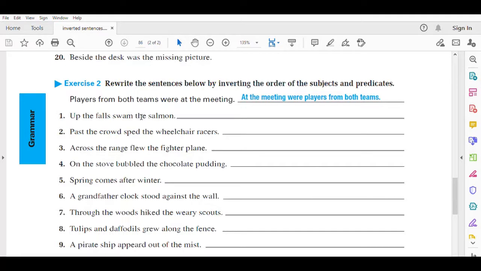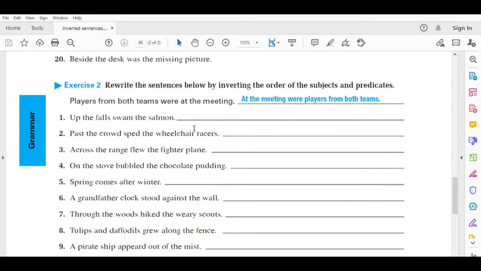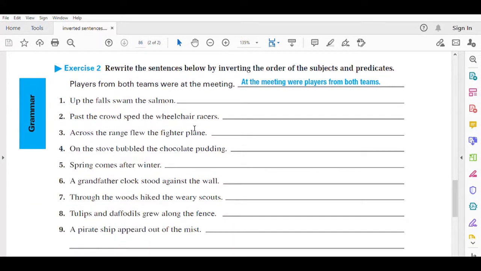Up the falls swam the salmon. What's the verb? Swam. Who swam? The salmon. There's your subject. So to reorder this, you might say the salmon swam up the falls. I'll do one more with you. Past the crowd sped the wheelchair racers. What sped? Okay, the wheelchair racers. So you might say, to invert this, the wheelchair racers sped past the crowd. Okay, that's all there is to this practice for your quiz. It's just identifying what's the actual subject, what's the actual verb, especially with these inverted sentences.